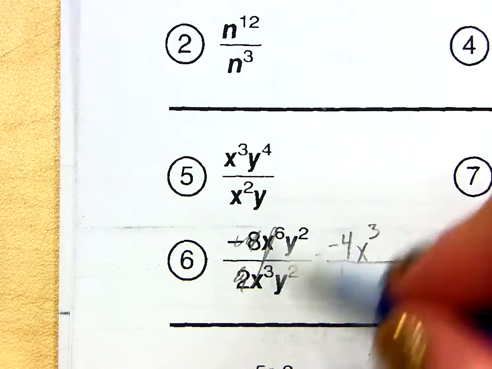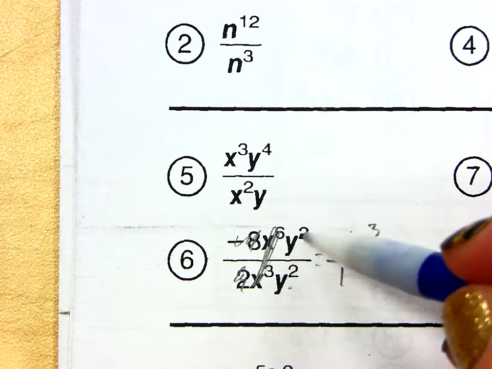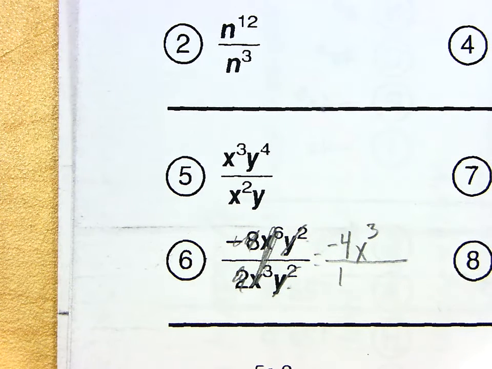And I'm done with those. And then what happens with the y's? They just cancel out, right? It just cancels to be 1 over 1. So the y's are just gone.